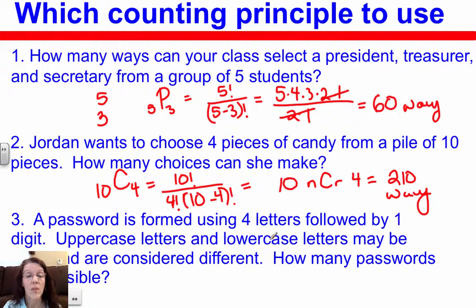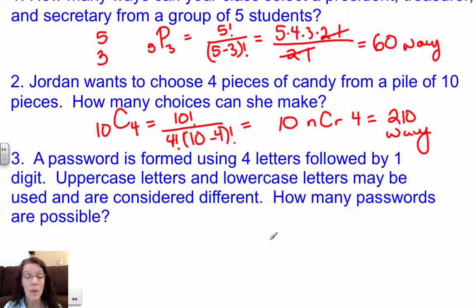All right, we've got this last one here. A password is formed using 4 letters followed by 1 digit. Uppercase letters and lowercase letters may be used and are considered different. How many passwords are possible? Think about this one. Is it a fundamental counting principle? Is it a permutation? Is it a combination? Try what you think, and then pause it, and come back and see, did you get the same answer that I get?